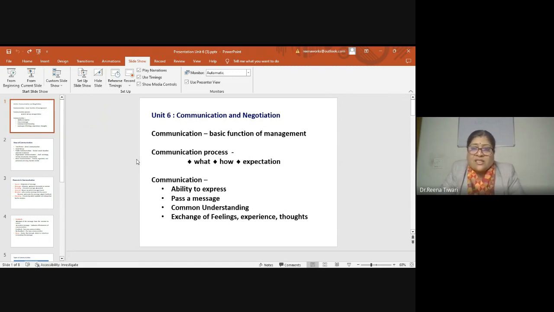And we were talking that communication is the basic function of educational management. And in the communication process, three things are very basic. What to communicate? What is it that you want to communicate? How it should be communicated? Verbal, non-verbal, in a meeting, announcement, notice, letter, email, telephonic communication. And what we expect from the communication, what will be the result of the communication. And then we were talking about what is communication. So communication arises from a word common. So when people are able to express themselves and they are able to pass a message through which they can reach a common understanding, and in this process the exchange of feelings, experiences, and thoughts is being done.